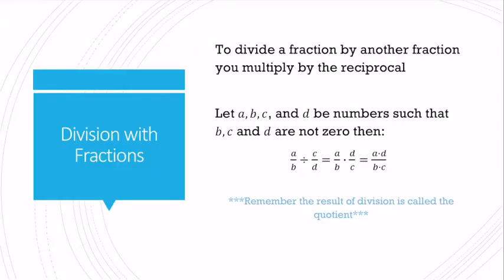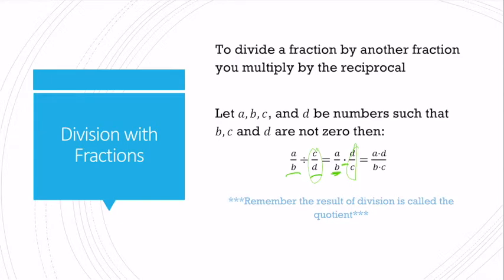The main reason I've been bringing up reciprocals is to talk about division, okay? So when we're dividing fractions, when we divide a fraction by another fraction, we multiply by the reciprocal. So if I have two fractions, I keep the first fraction the same, and then I multiply by the reciprocal of the second fraction, right? I had C/D, now I have D/C, okay? And that's going to tell us the quotient of these two fractions.